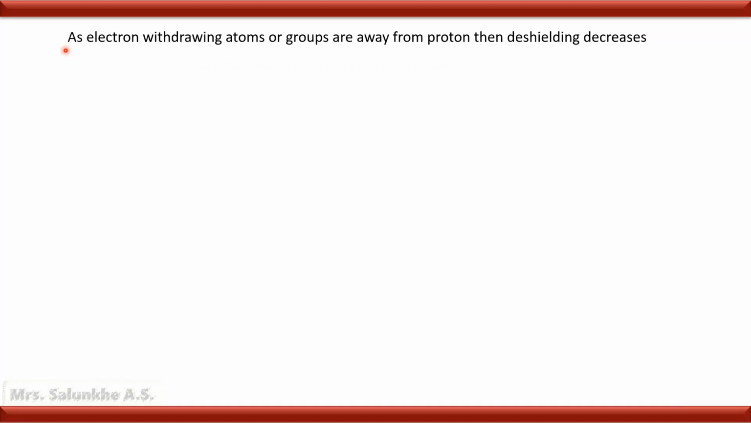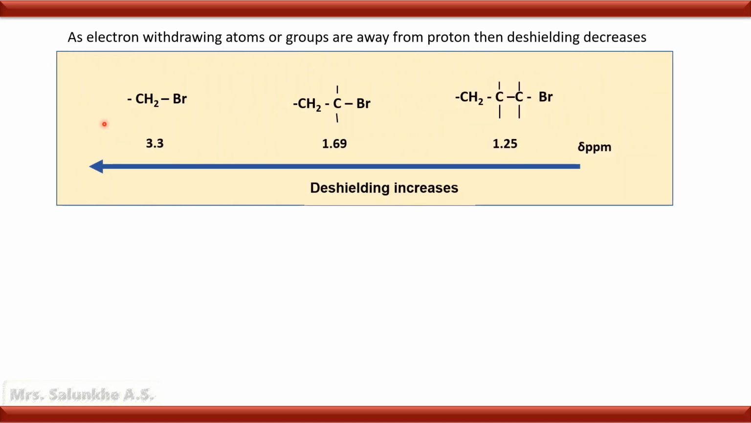As electron withdrawing atoms or groups are away from the proton, de-shielding decreases. The methylene group is attached to bromine. The distance between that proton and bromine is 2 bonds, and inductive effect is effective up to 4 bonds. In that case, as the distance between hydrogen and bromine is less, the proton is de-shielded and its chemical shift value is 3.3. In that case, the proton is well separated from the bromine atom.